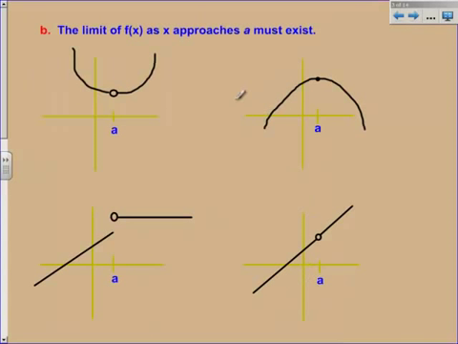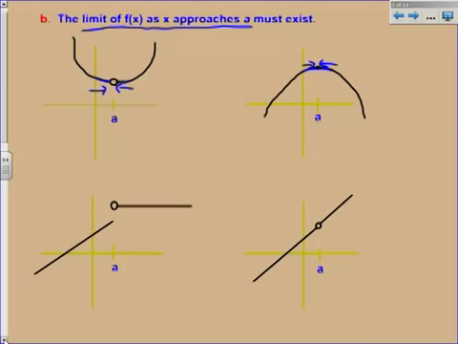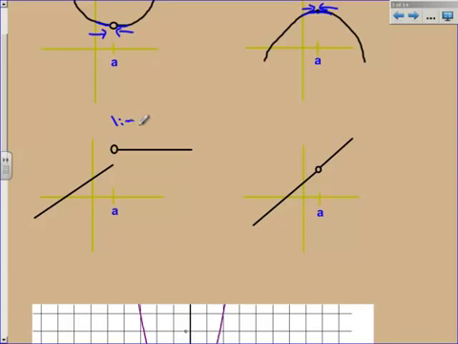So there's a second thing you have to look at, and that is that the limit of f of x as x approaches a must exist. So not only does the function have to be defined there, but we also have to have a limit that's existing. So here I have a limit existing at a, and here I have a limit existing at a. Remember, the y-coordinate from the right has to match the y-coordinate from the left. This is an example here where the limit does not exist. And here, I have another example where these limits do exist.